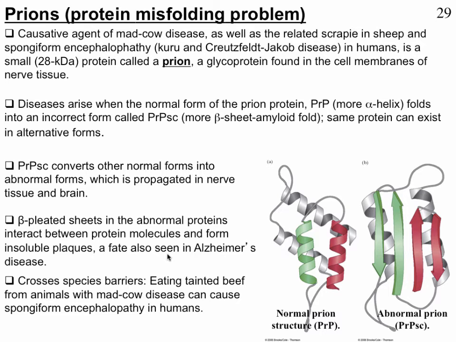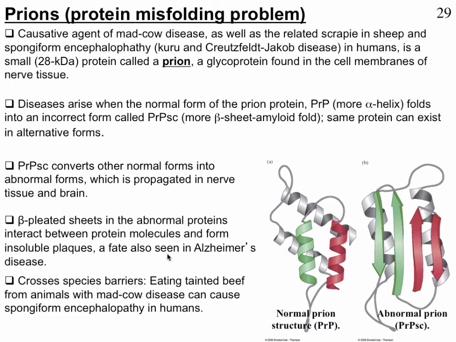We're going to talk about prions for a couple of minutes, and then I'll give you guys your break. But one really interesting thing that can happen as a result of protein misfolding is prions. How many of you guys have ever heard of prions? Yeah, it's been in the news recently. Prions are the causative agent of mad cow disease, as well as scrapie in sheep and spongiform encephalopathy in humans. It is a small 28 kilodalton glycoprotein found in the cell membranes of tissue.